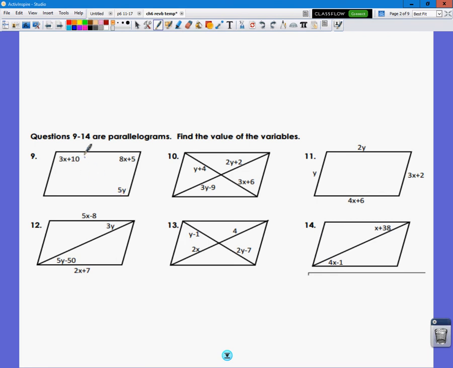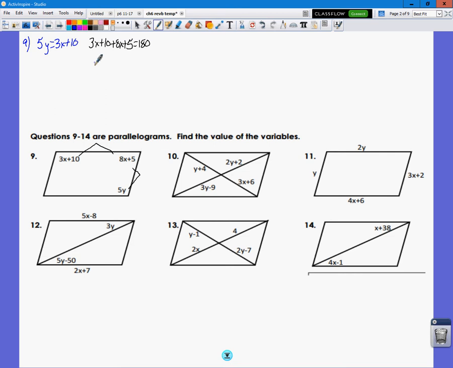Opposite angles are equal in a parallelogram. So in number 9, I do have one of the equations. It could be written 5y equals 3x plus 10. But I would have both an x and a y. Consecutive angles would add up to 180. So I could do 8x plus 5 plus 5y equals 180. Or I could do 3x plus 10 plus 8x plus 5 equals 180. And I chose to do this one because it strictly had x's in it.